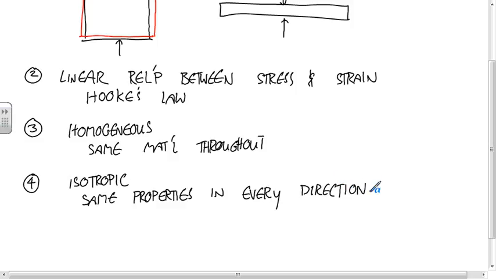This is true of most engineering materials. It's not true of things that, say, would be really able to resist compression in one direction but compress really easily in the other direction. That would be a material that's not isotropic. So really wood is not isotropic.